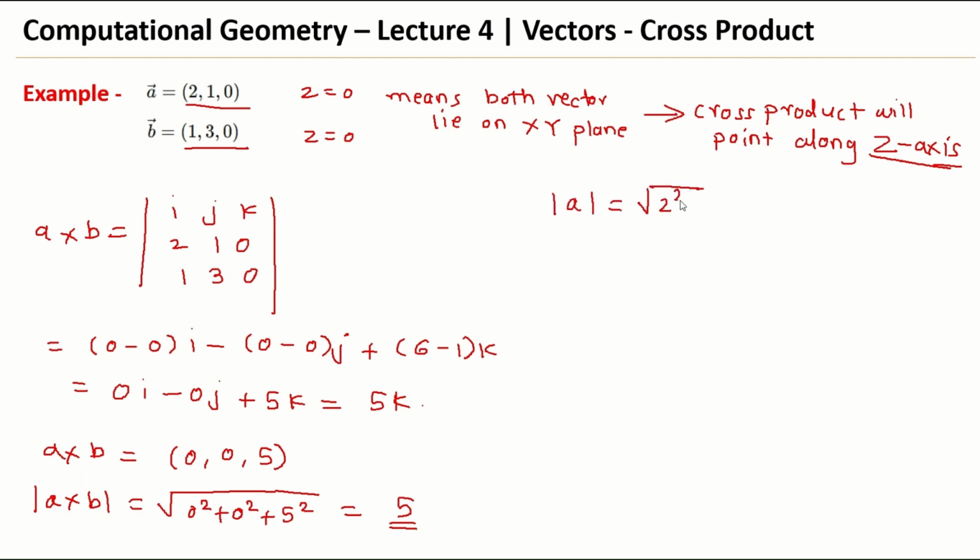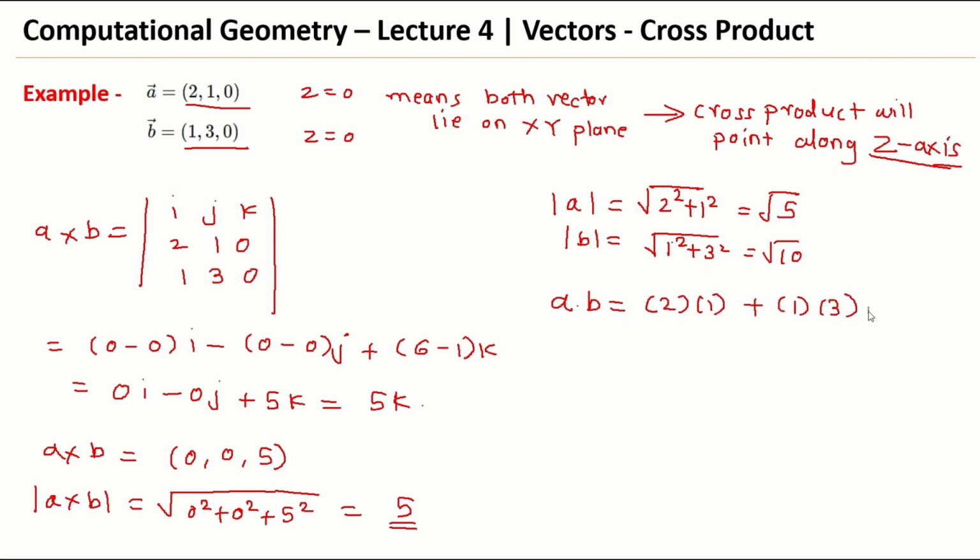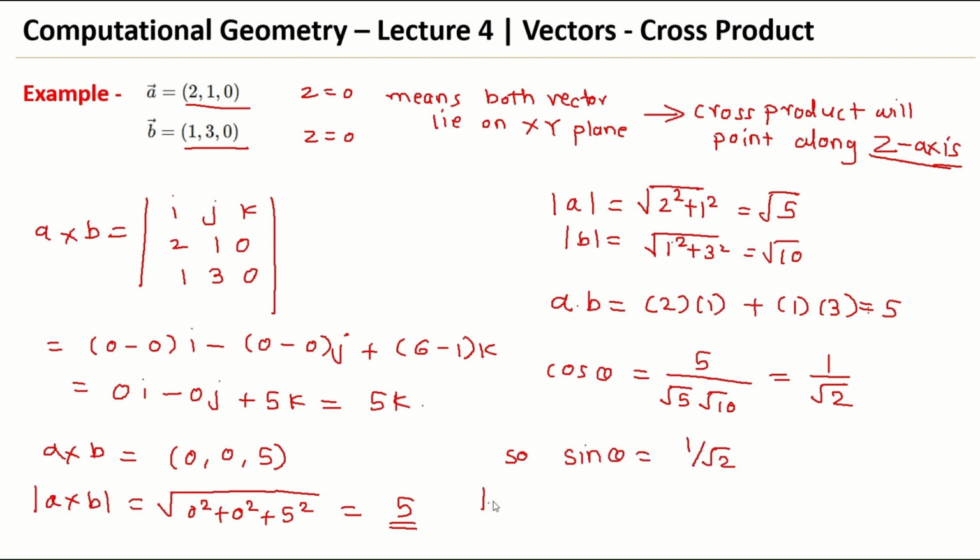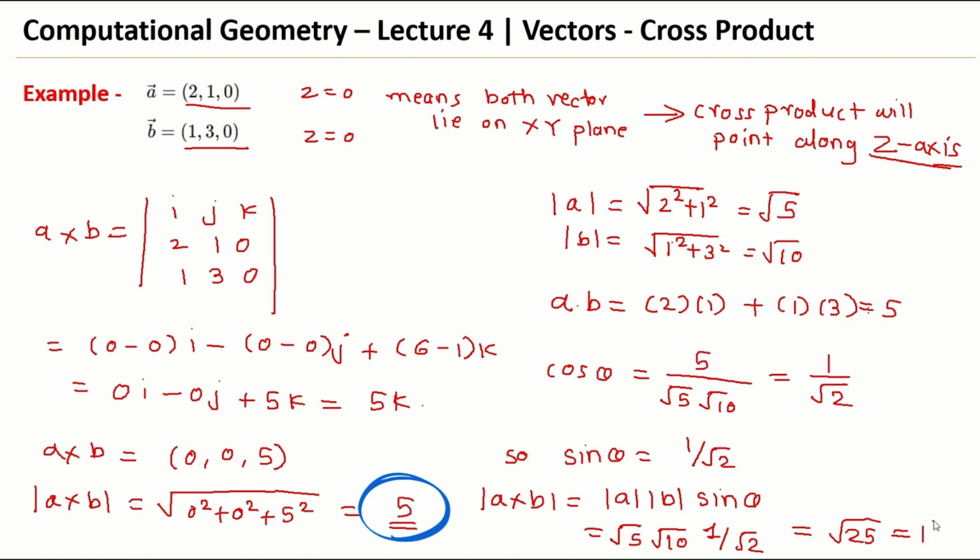We can also verify this. Find the magnitude of A and B. Using the dot product formula, we find the angle theta, that is the angle between the two vectors. Finally, we can get the magnitude using the formula we have. We get the same answer, 5, in both cases.